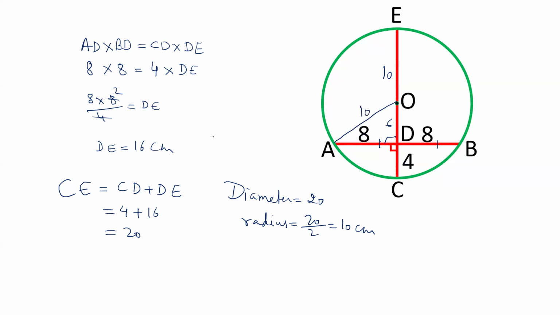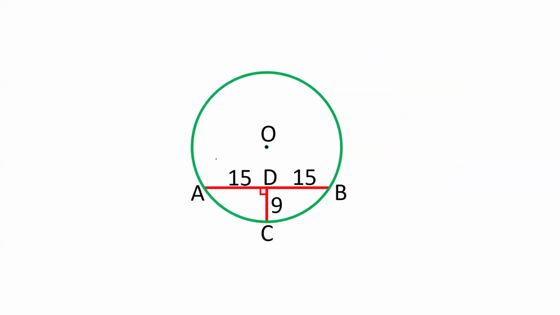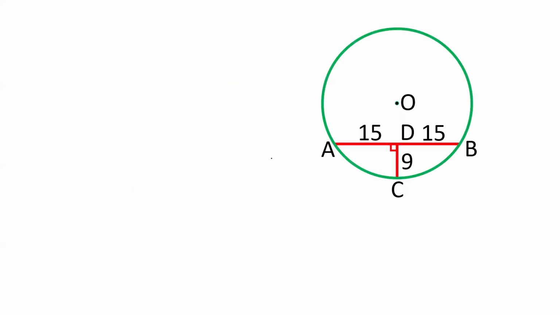Let's see one more example to understand this. AD and BD are 15 each, CD is 9. We have to calculate the radius. So we'll start with the same thing. We'll extend CD to E. Now we have two chords, AB and CE. This is one chord, this is the second chord. So there are two chords intersecting at D.